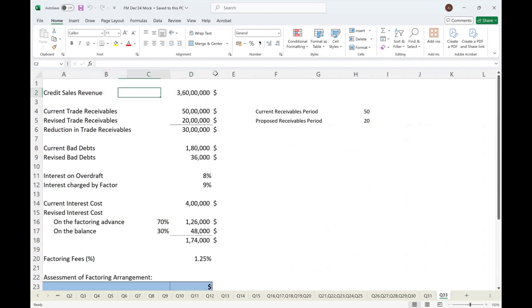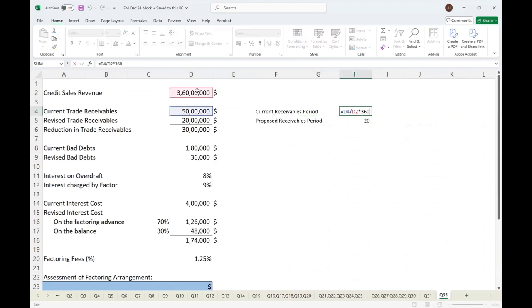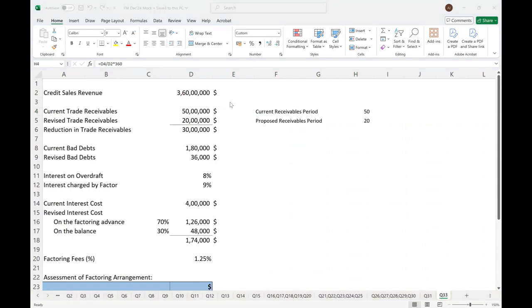So credit sales revenue is 36 million. Current trade receivables is $5 million. So what is the current receivable period? Current receivable period is 5 million by 36 million into 360, right? So that is 50 days. Although the credit period offered to the customers is 30 days, customers are taking on an average 50 days to settle their invoices.